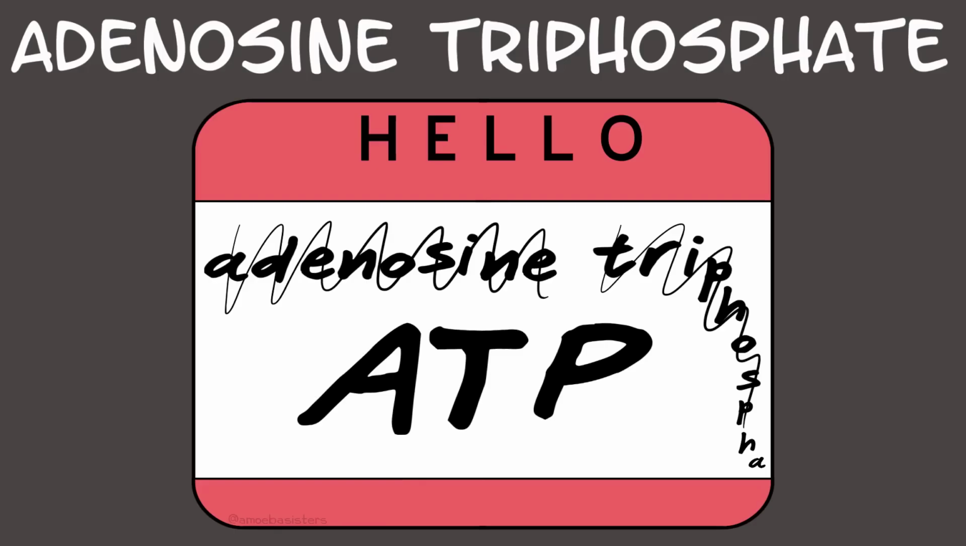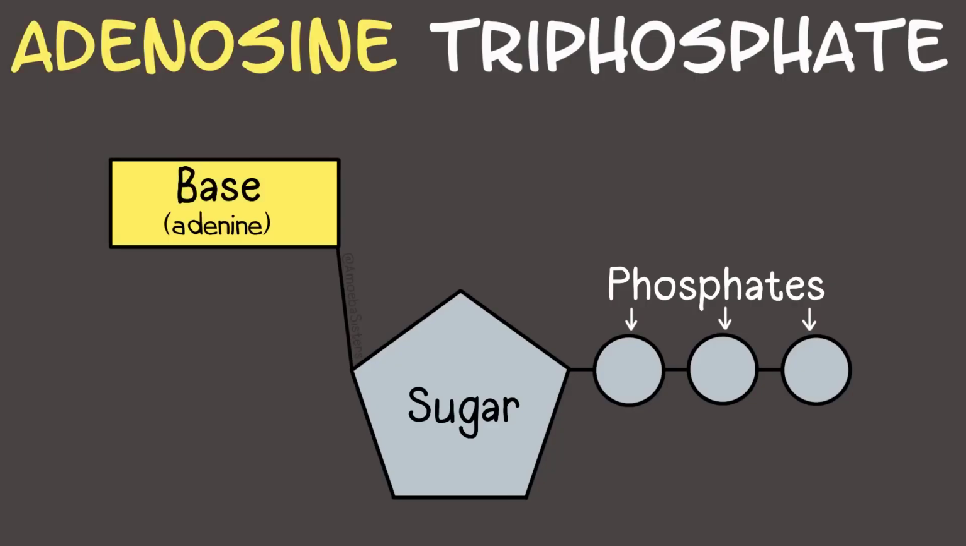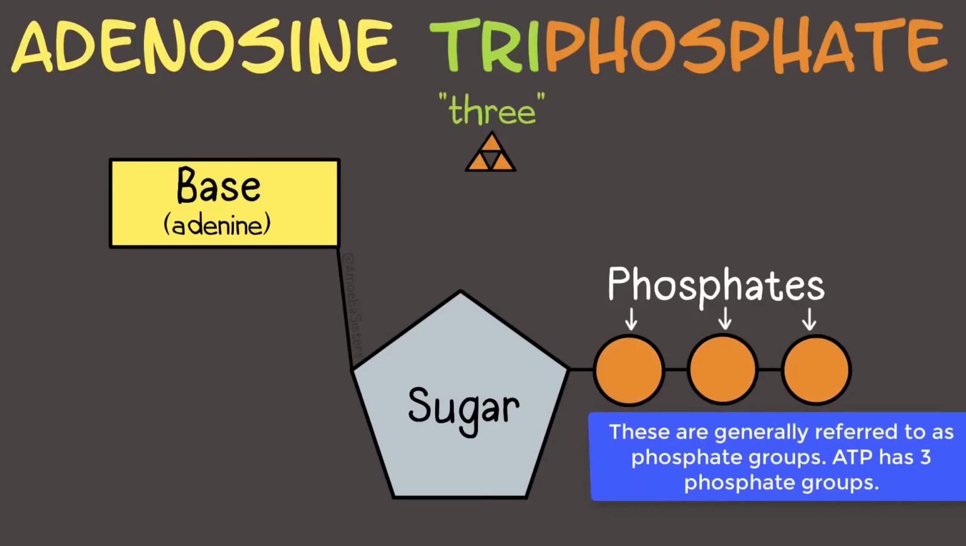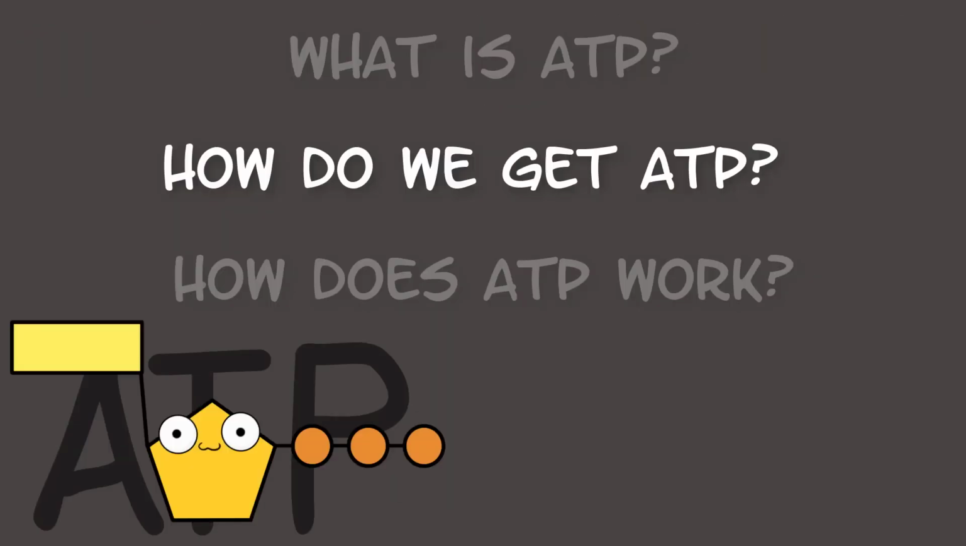ATP is short for its full name, adenosine triphosphate. This fancy name is helpful as it tells you that it contains the nitrogenous base known as adenine and 3 phosphates, hence the tri in adenosine triphosphate. Its sugar is ribose. How do you get ATP?